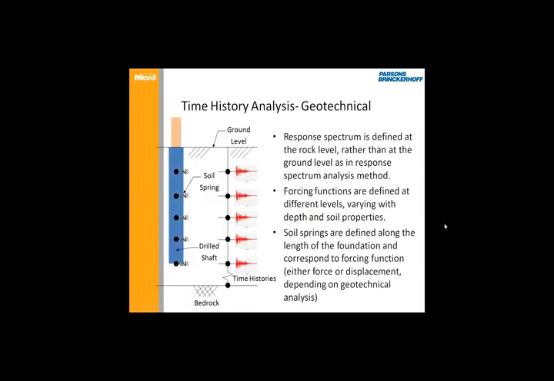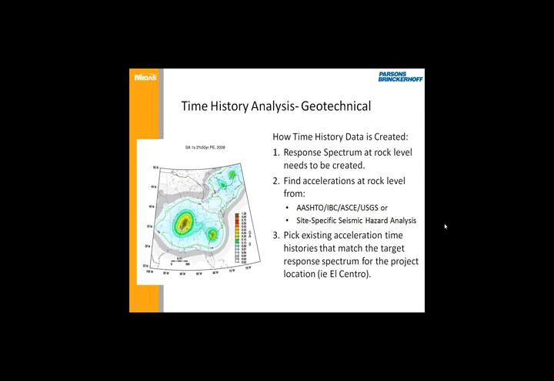Okay, so I said that this is similar to response spectrum analysis in that basically you're still generating a response spectrum, but in this case it's defined at the rock level rather than at the ground level like we're used to. Forcing functions are then defined at the different levels along your substructure element, and it varies based on the depth obviously and then your soil properties. And then soil springs are defined along the length of your foundation which correspond with each of the forcing functions that you're determining. So your forcing function is either a force or displacement. It all depends.